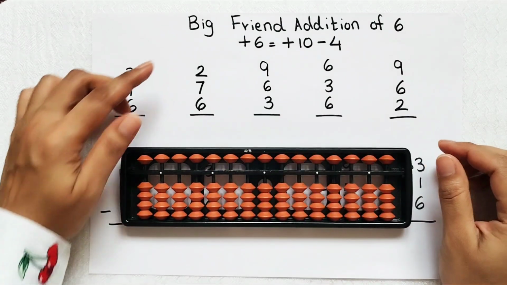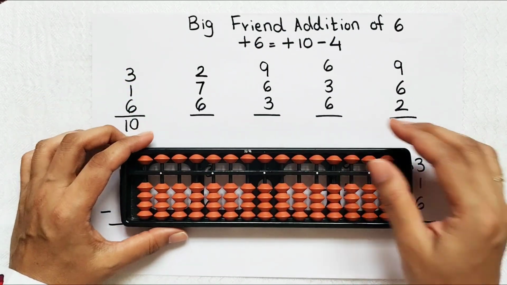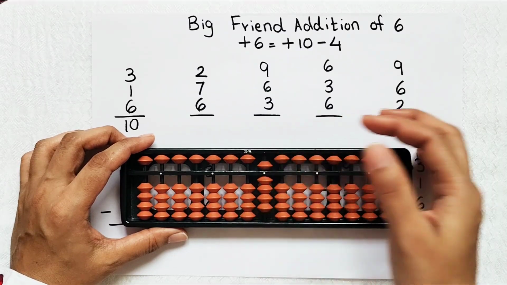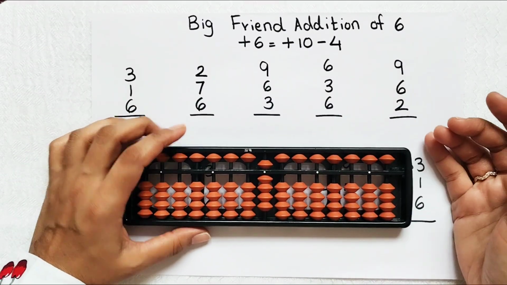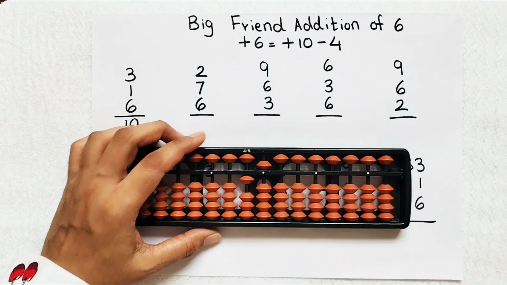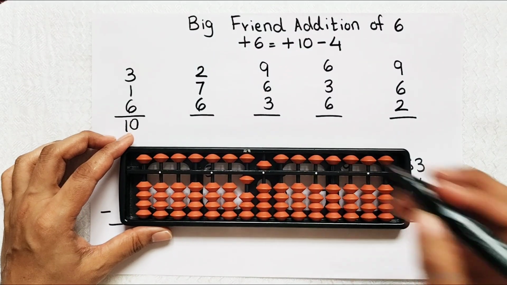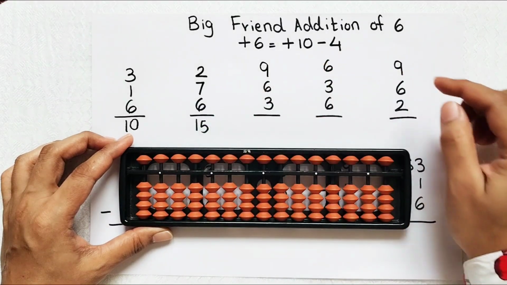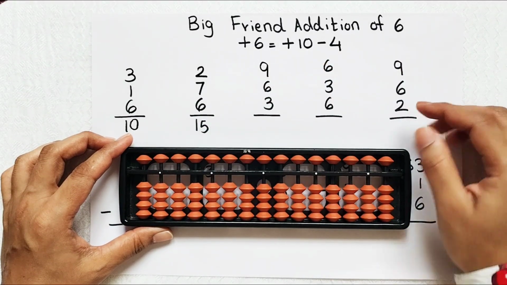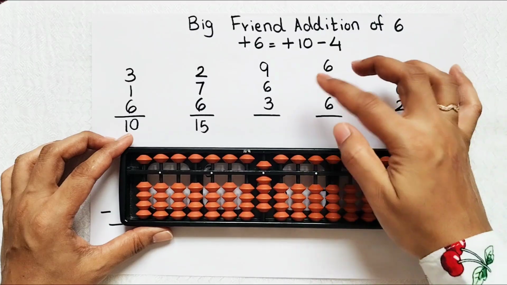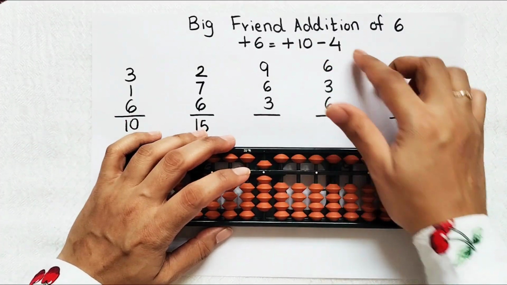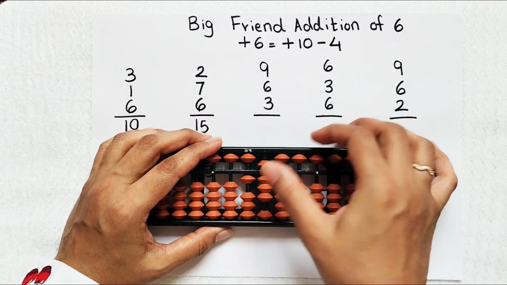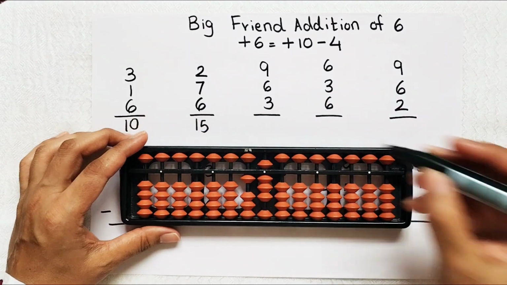Next, 2 add 7 add 6. 2 add 7, we can do it directly. Yes. Add 6. Add 10 less 4. My answer is 15. Next, 9 add 6 add 3. 9 add 6. Add 6 is add 10 less 4. Add 3. My answer is 18.